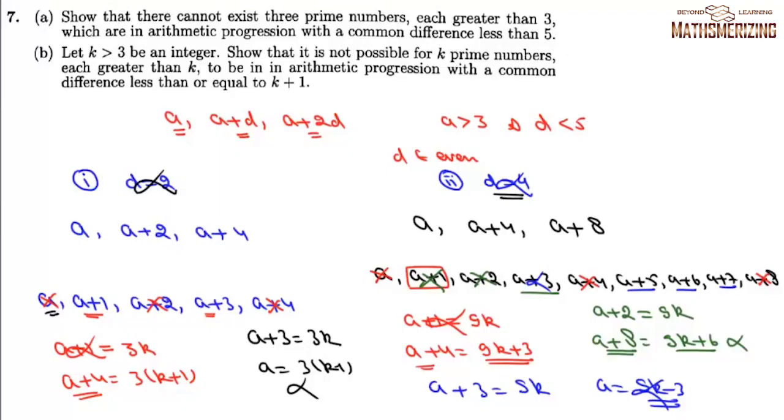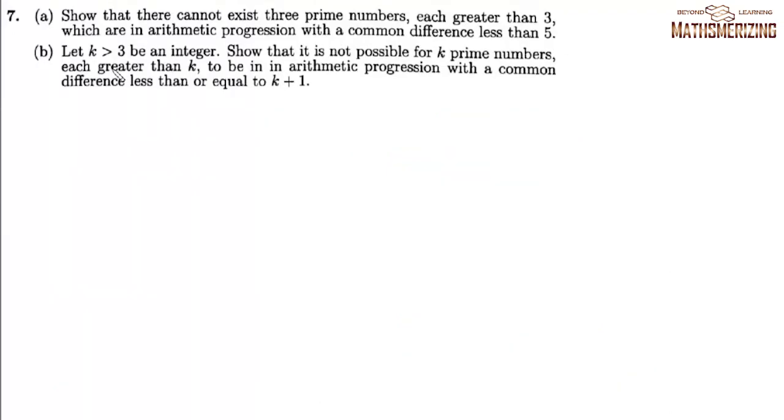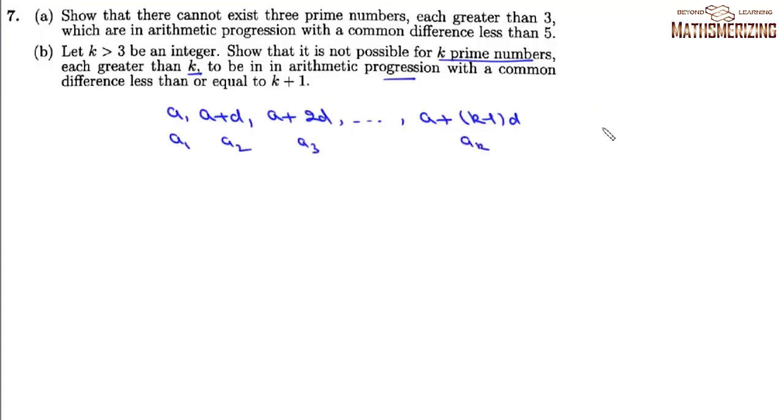Now we'll come to the second part. Now the second part is, let k greater than 3 be an integer. Then we need to show that it is not possible for k prime numbers each greater than k to be in AP with a common difference less than or equal to k plus 1. Let us consider an AP which is a, a plus d, a plus 2d and a plus (k minus 1)d, and suppose this is a1, a2, a3 and ak.